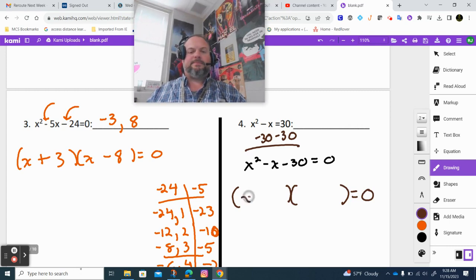All right. So this tells us our signs are different. Plus, minus. This tells us our bigger number's negative. All right.